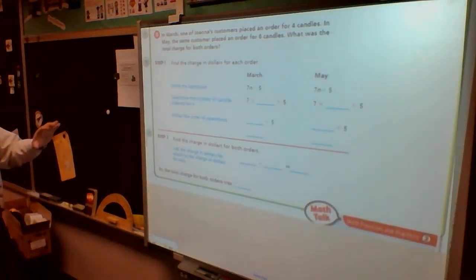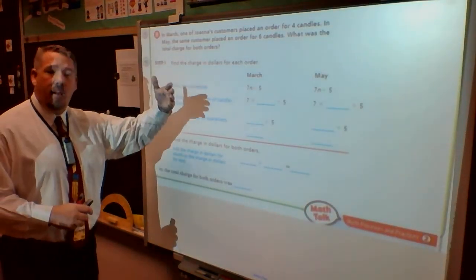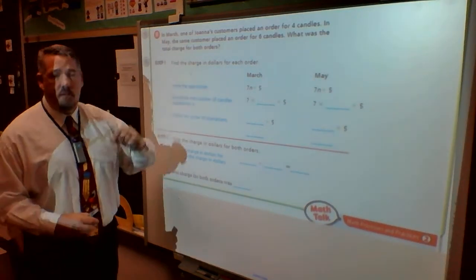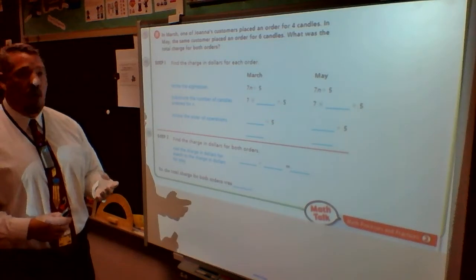So when I look at what information I'm told for the next half, which is part B, it says, well, in March, one of Joanna's customers placed an order for $4.